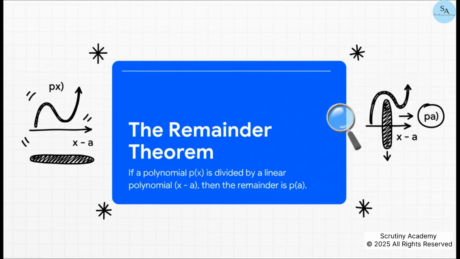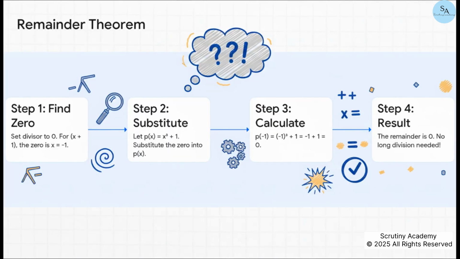If you want to know the remainder when you divide a polynomial by something like x minus a, you don't actually have to do all that long division. You just take that number a, plug it into your polynomial, and whatever answer you get, guess what? That's your remainder. It's like a magic trick. Let's see this thing in action.